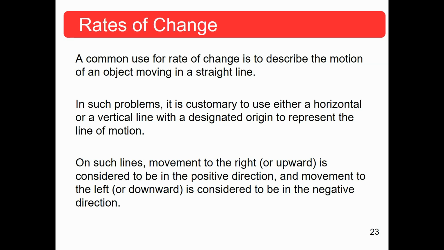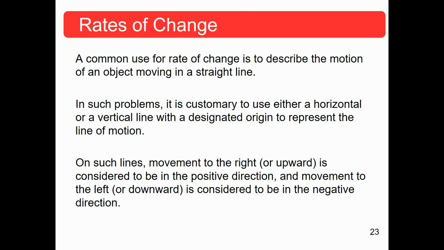Now in these problems, it's customary to use either a horizontal or a vertical line with a designated origin to represent the line of motion. We did this a little bit in trig when you had to do vectors, right? If we had a vector that wasn't along the x-axis or along the y-axis, we would decompose it into its i and j components because it's easier to deal with. We're going to do the same thing here. We're really just talking about line of motion along the x-axis or along the y-axis, or horizontally or vertically.